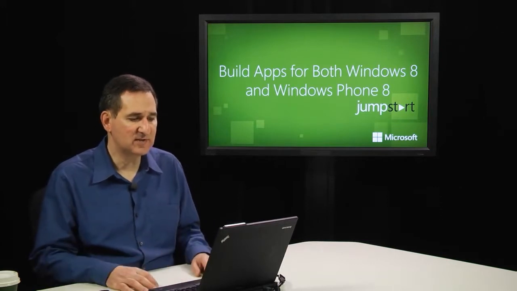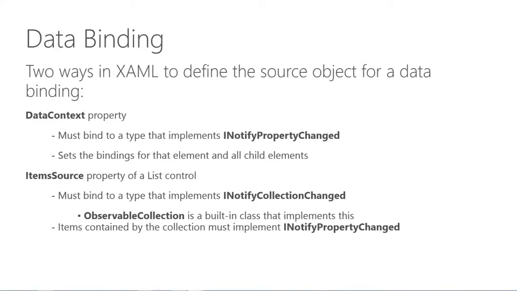So there are two ways to define the source object for a data binding. You can use the DataContext property. In that case, you're binding to a type that implements INotifyPropertyChanged, and you're setting that binding for that element and for all the child elements. That's a pretty straightforward thing. We'll see how that works in a couple of seconds.